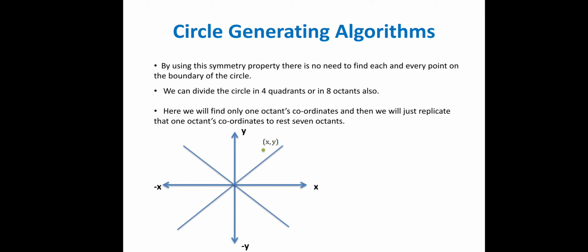So, suppose this is my x comma y. I will find out the coordinate values of x comma y. Okay. Then I will replicate this in all the octants. So, first I will replicate in this one. What is the value of this point on this quadrant? It will become minus x, y, right.